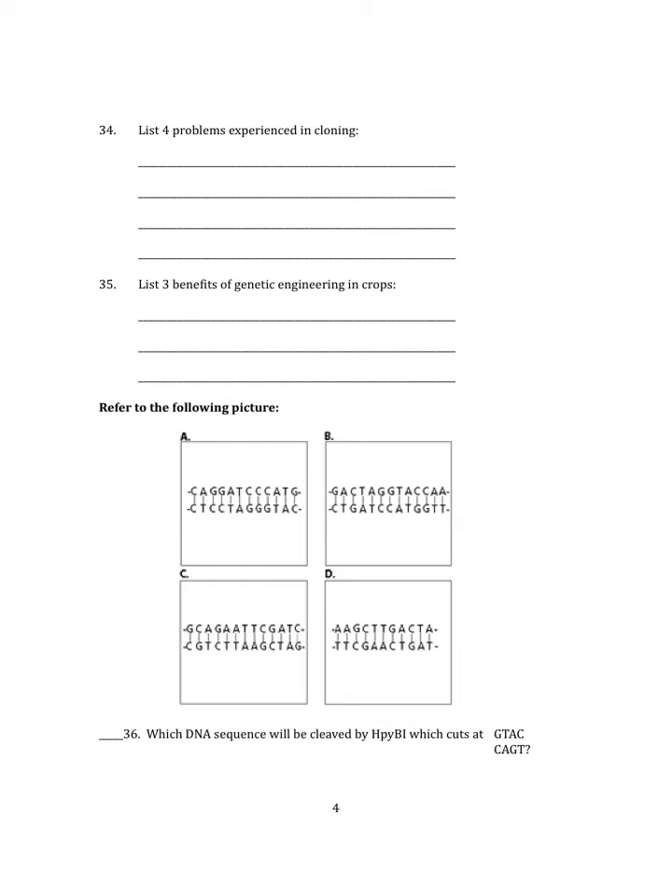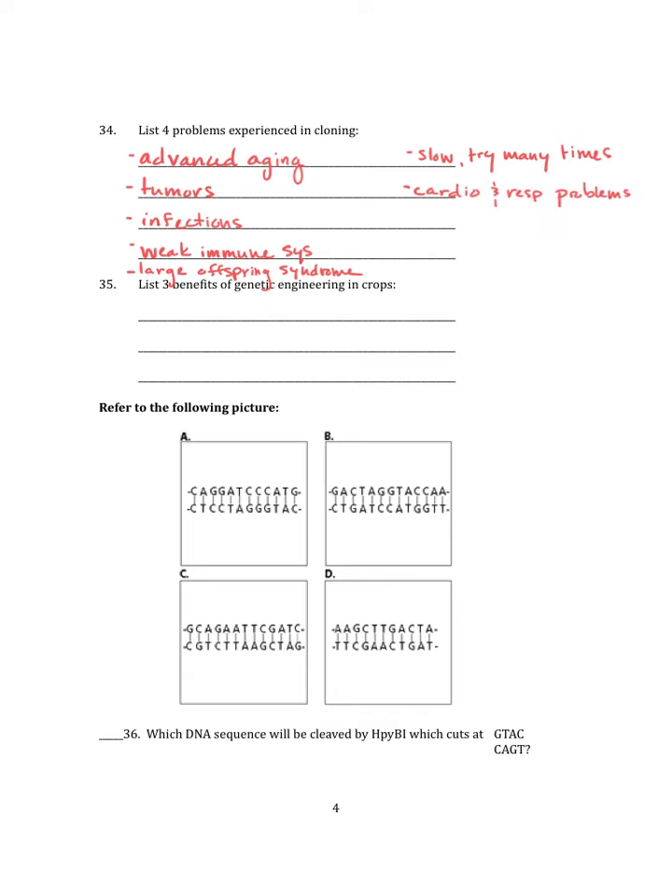Next, we're going to review some of the different problems that can be experienced when we are trying to clone things. So problems include advanced aging, tumors, infections, a weakened immune system. Animals can have large offspring syndrome, so they're fatally oversized. Cloning can be a slow process because you have to try many times before it's successful. Organisms that are cloned can also have cardio and respiratory problems. There can be placental abnormalities. So there are a lot of issues with cloning. Despite that, it does work sometimes.